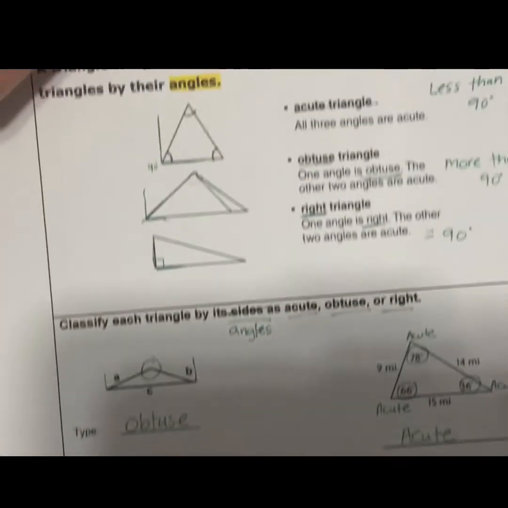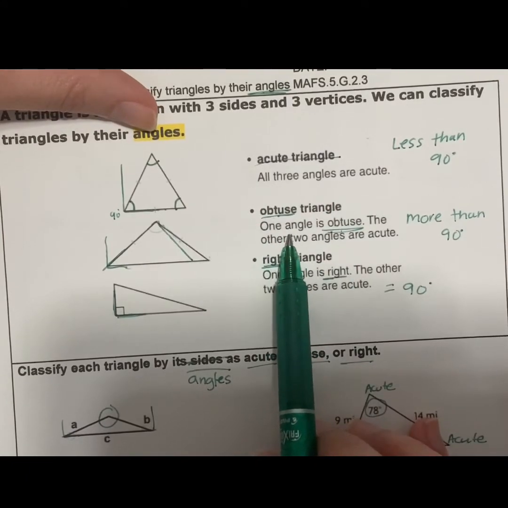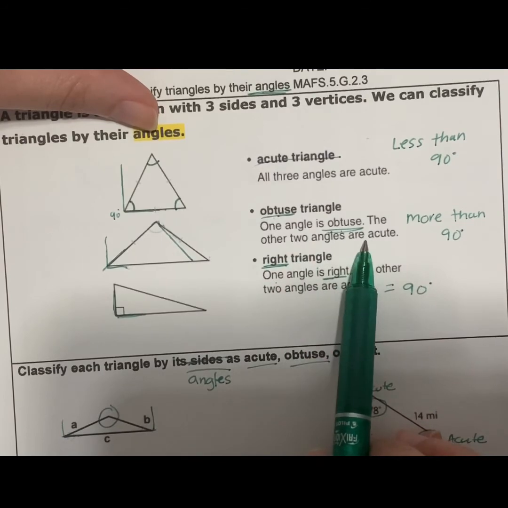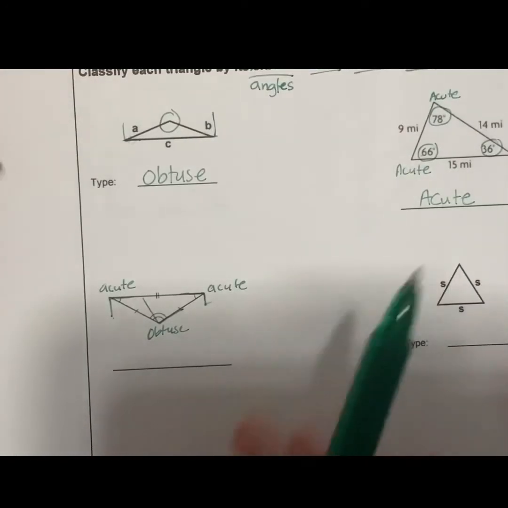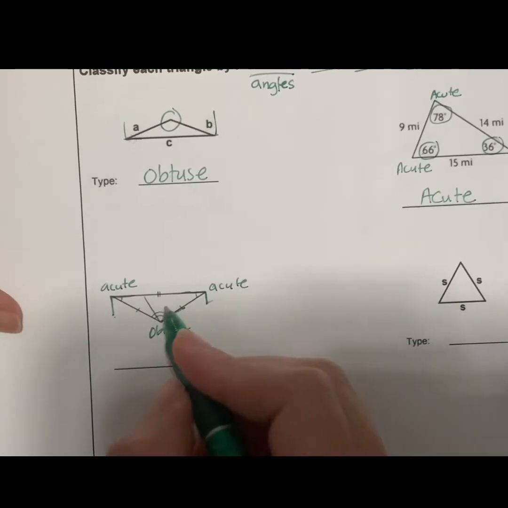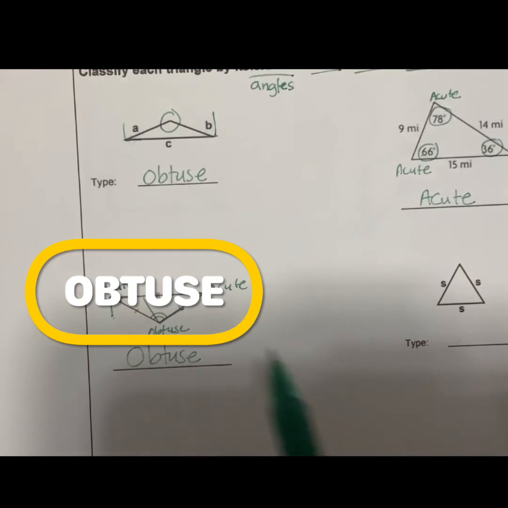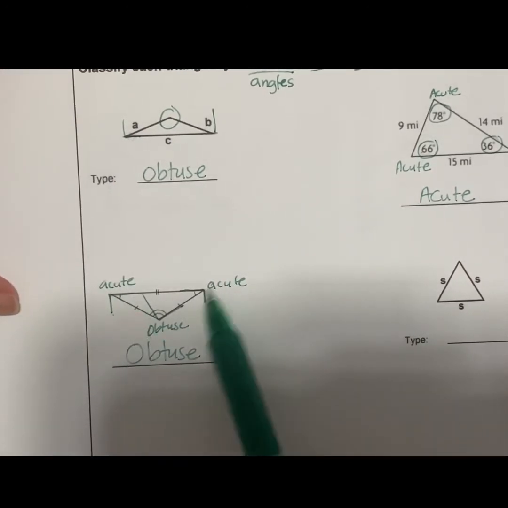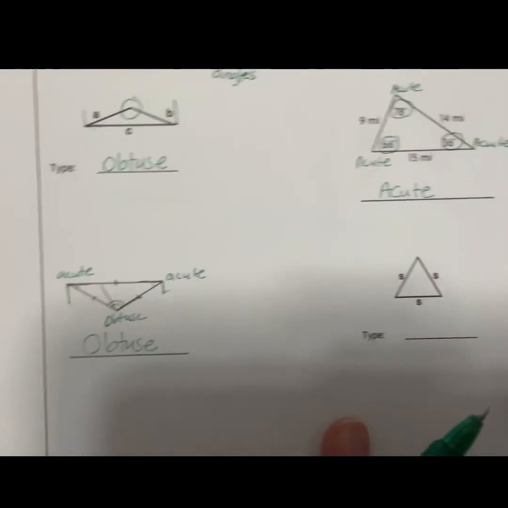So what is it when I have, this one has to be all acute. This one has to have one angle that is obtuse. The other two angles are acute. And this one has to have one right angle. There are no right angles here, but there is one that is obtuse. So this whole triangle would be considered obtuse. In order for it to be acute, they all have to be acute. But if they have one obtuse, then it's obtuse. Let's try this one.